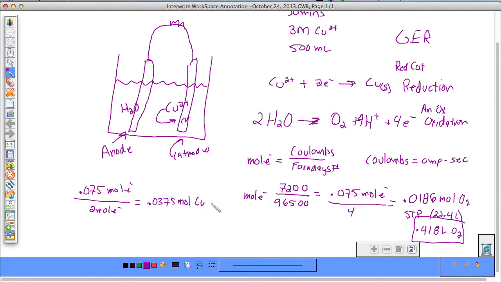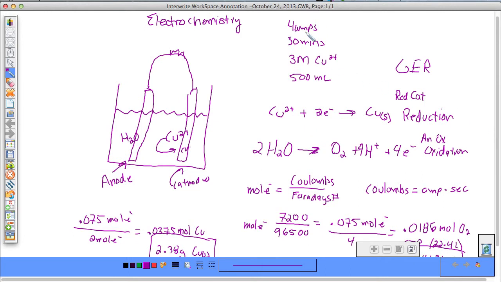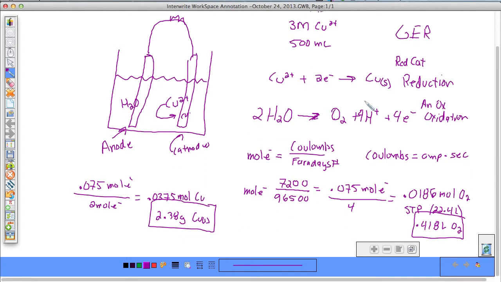Multiply that by the molar mass of copper, which is 63.546, and we get 2.38 grams of solid copper. All right, so that's how much solid copper was produced. So you can see you can do a lot when you figure out the moles of electrons. And moles of electrons is really easy to figure out with electrolytic cells. If they tell you amps and they tell you minutes, it's a piece of cake. And then if you know your half reactions, you can easily solve a ton of stuff.